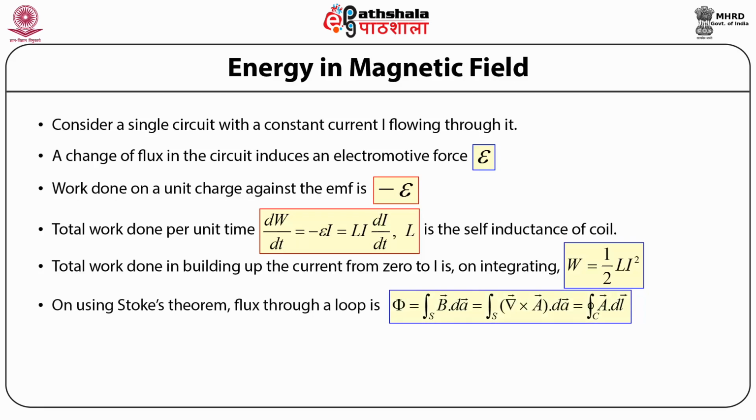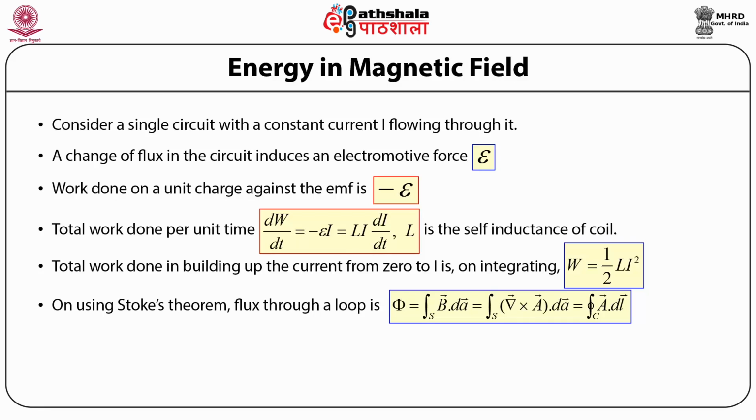Now, using the Stokes theorem, we know that the flux of the magnetic field through this current loop is given by phi equal to the surface integral over the element area dA of the magnetic field induction vector B dot dA vector. And then using the Stokes theorem, we can convert this surface integral into a line integral. But before we do that, we will use the definition of the magnetic field induction vector in terms of the vector potential.